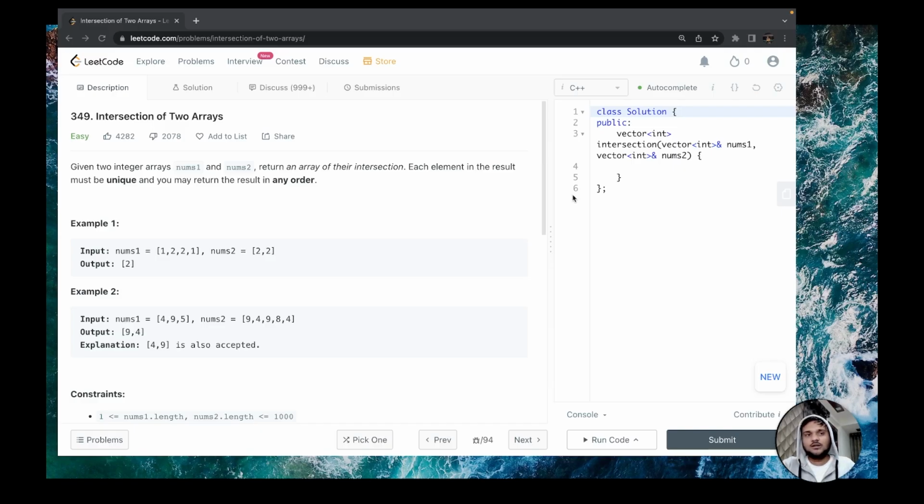So there is another problem, number 349, intersection of two arrays. The only difference between this question and the last question is that if there is intersection of any two elements, then you don't need to insert every occurrence of that element, right? All you need to do is just add one occurrence of that element.